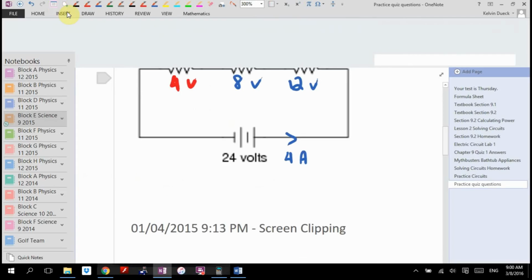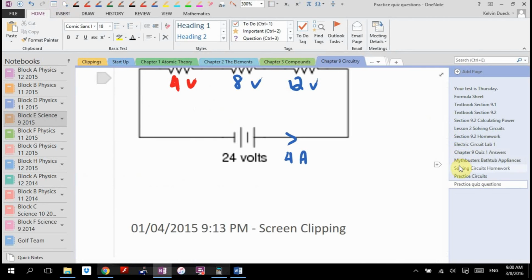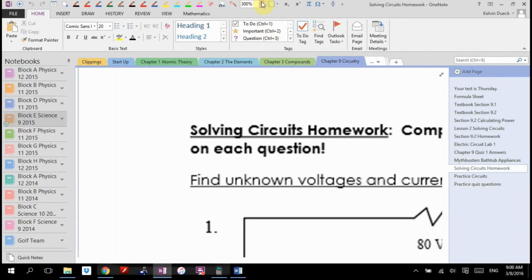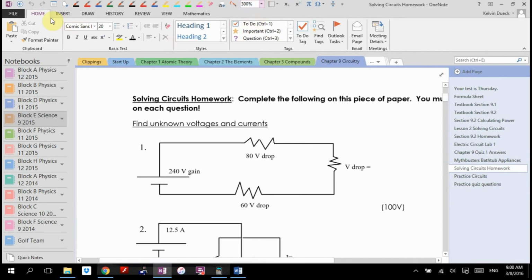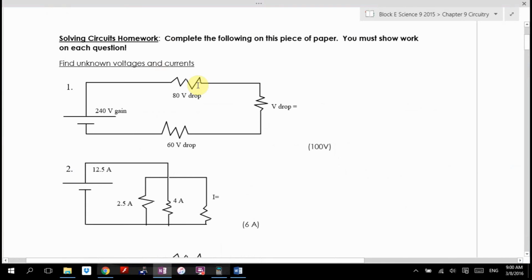So can you get out now the solving circuits homework? This was the one that you had answers for. This is the one that you can hand in either next class or today. If you want it to study from, don't hand it in today. Or you can also use the practice one that I just gave you the last day to study from. But I want to take questions from here.